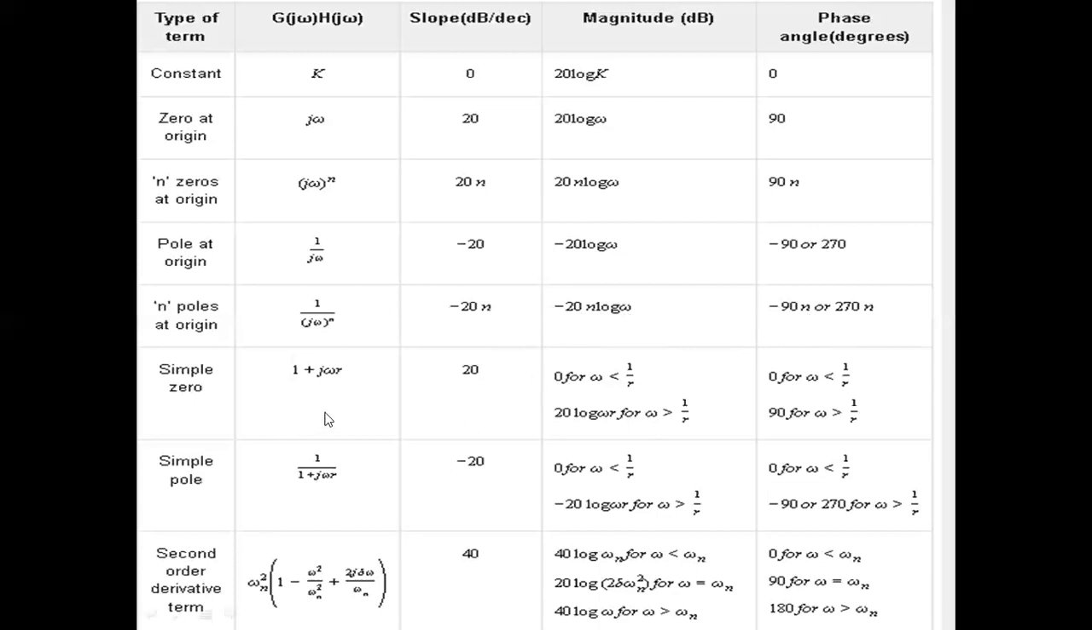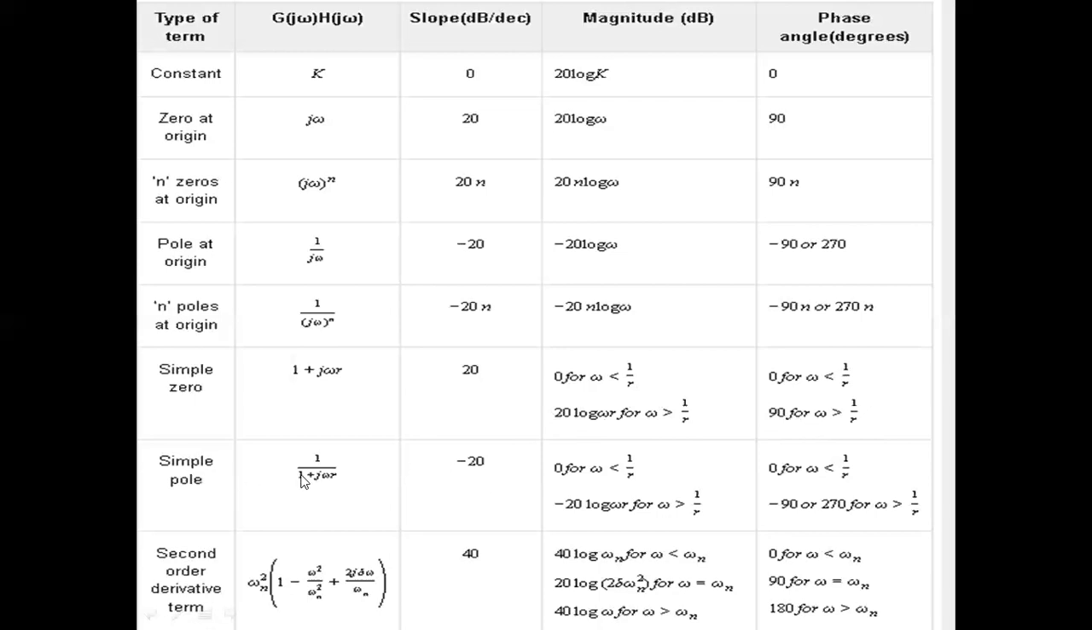Then if there is a 0 available in G of j omega, H of j omega, it will contribute a slope of 20 decibel per decade, and its magnitude will be 0 for omega less than 1 by r, or 20 log of omega r for omega greater than 1 by r. And it will contribute an angle of 90 degrees.